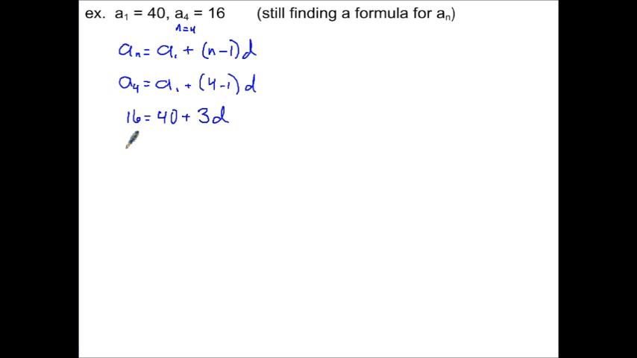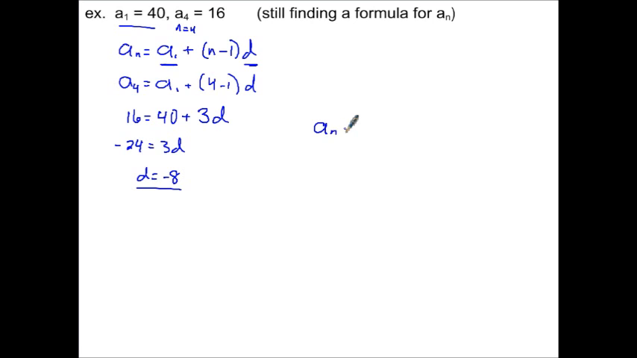So basically, I can figure out my d pretty quickly. Subtract the 40 from both sides, which gets me negative 24 equals 3d, and then very quickly I have d equals negative 8. And again, thinking about this formula, I don't need n, but I do need d, and I need my first term. Well, now I've got d. I had my first term the whole time, so I'm ready to write my formula, final answer sort of thing.